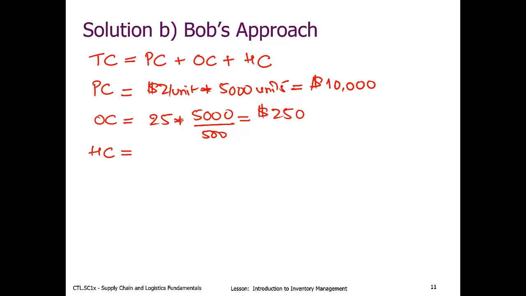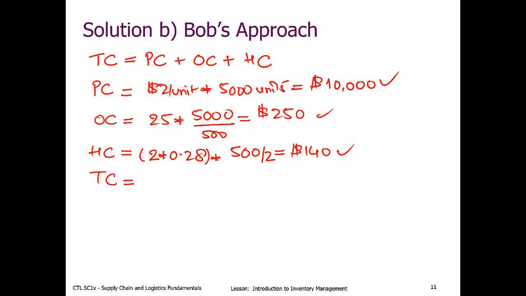What about holding cost? Will this change? Well, what's the CE? CE is C times H, and our C is again $2. Our H was 0.28, and this goes with average inventory on hand, which is 500 divided by 2. So this doesn't change. We still get the old 140. Can we calculate the total cost now? Yes. Add these three numbers up, and what we get is a total cost of $10,390. And yes, this is a little bit cheaper than Sally's solution.